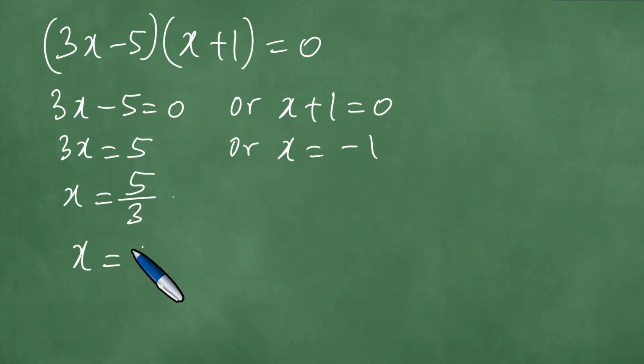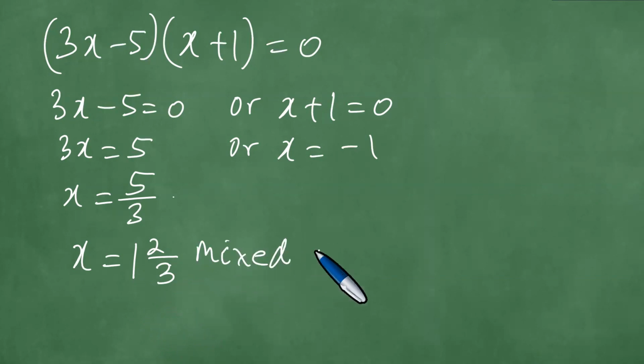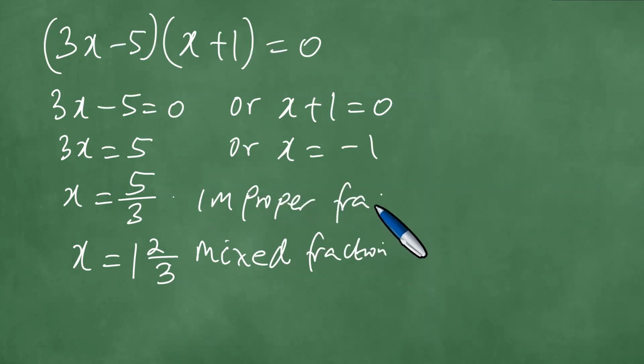3 goes how many times into 5? It goes once, remainder 2, still with 3. So this is called a mixed fraction. How do you convert the mixed fraction to an improper fraction? 1 times 3 plus 2. Well done. 1 times 3 plus 2 is 5 out of 3.